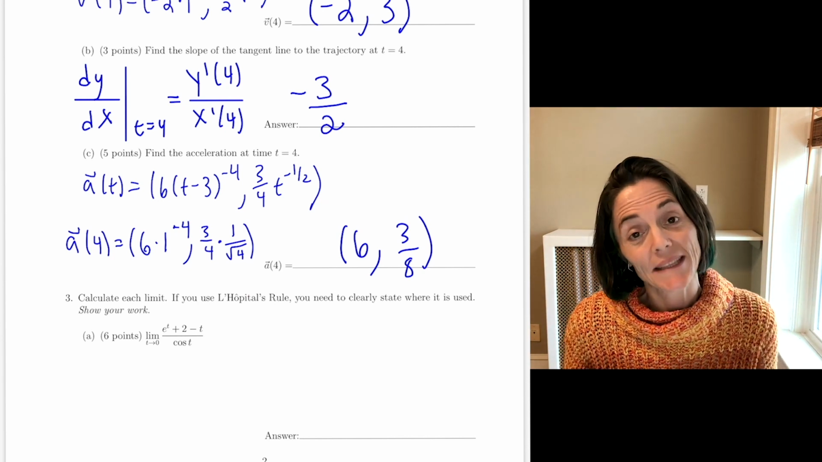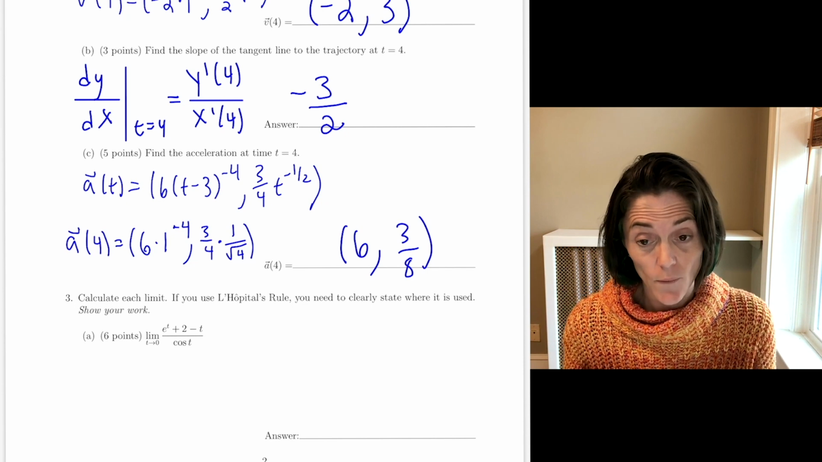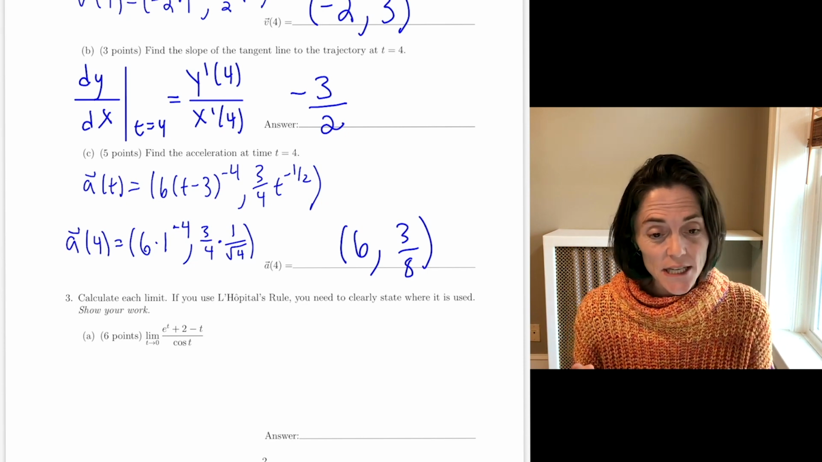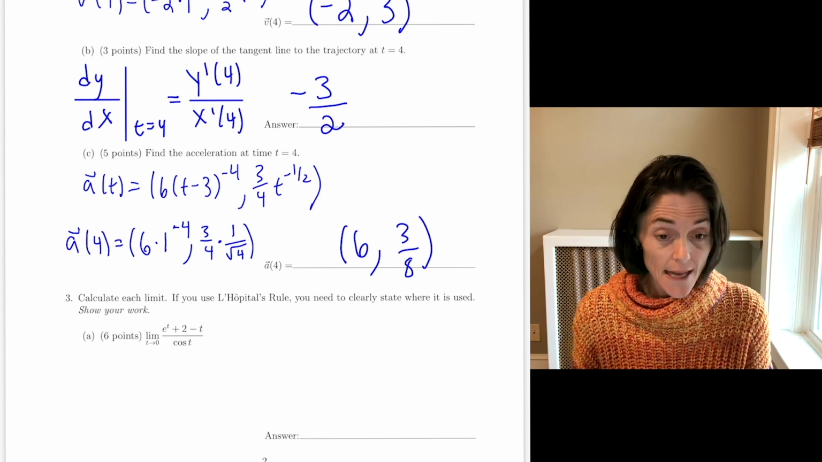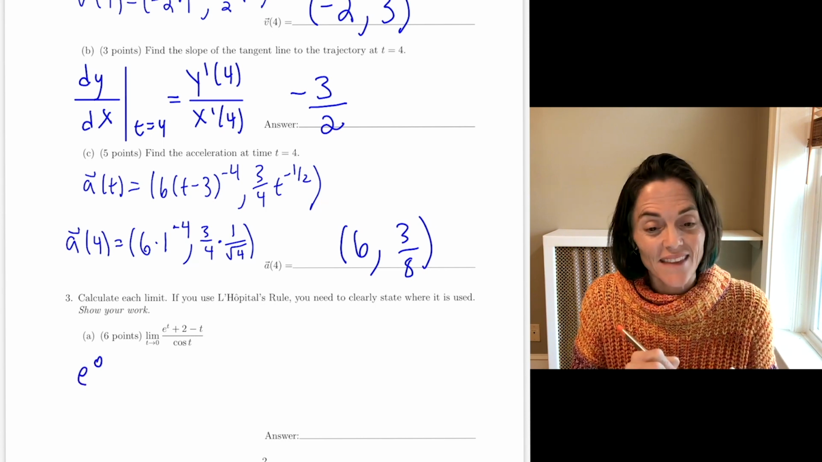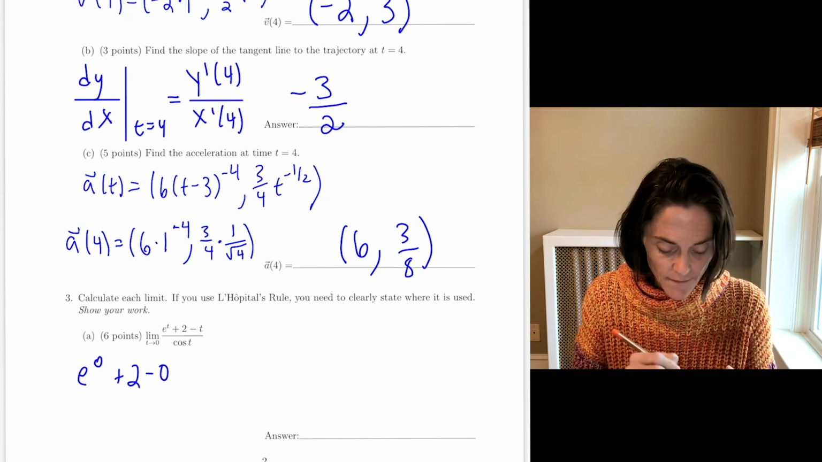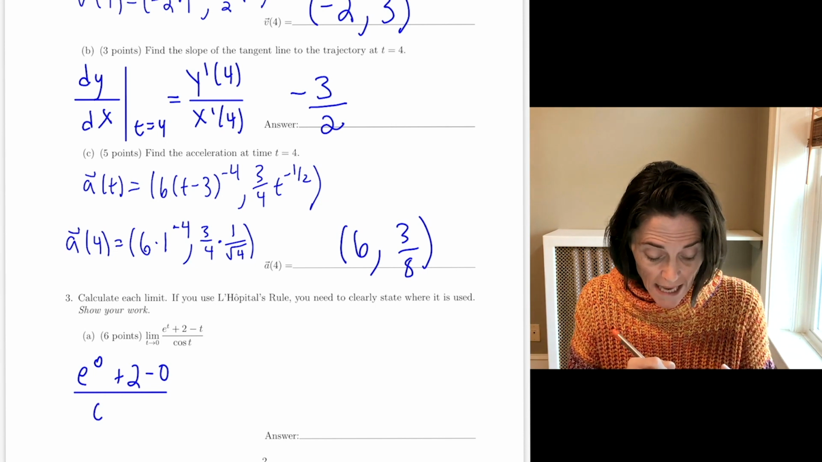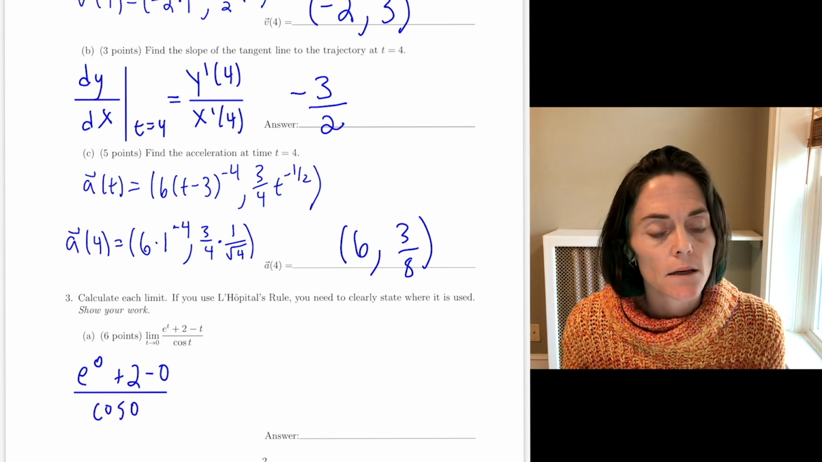Next, we have multiple limits. And if we use L'Hopital, we need to clearly state where it is used. Show our work. Well, okay, let's look at this first one. This is a limit at 0. What happens when we try to evaluate at 0? Well, e to the 0 plus 2 minus 0 divided by cosine of 0. The question is, is this 0 over 0? If this is 0 over 0, this indeterminate form, then we use L'Hopital.